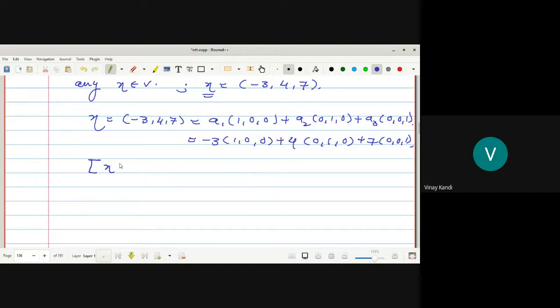So the coordinate vector of x with respect to the basis B, the basis is B now, is what? Write all the coordinates in one column: -3, 4, and 7. So this is the coordinate vector of x with respect to the basis B. Now, any doubt? Any doubt now?